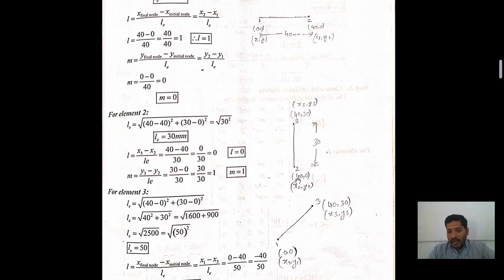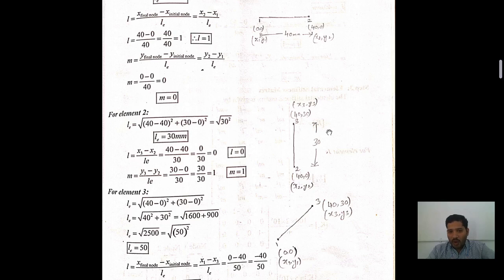So here second node is 40 comma 0. So 40 comma 0 we can represent as x2 and y2. And 40 comma 30 we are representing as x3 comma y3. Clear? So after that, final node minus initial node, nothing but (x3 minus x2) whole square plus (y3 minus y2) whole square.